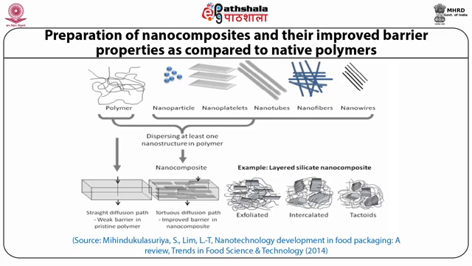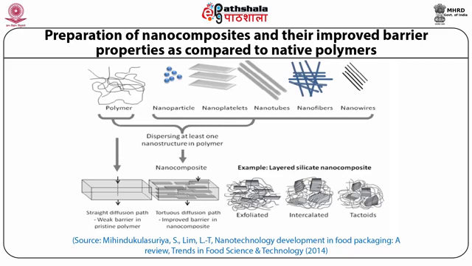Native polymers, which are used conventionally in the development of food packages, have a straight diffusion path, a direct perpendicular passage of oxygen through the package, which leads to weaker barrier properties. Whereas, if we use different kinds of nanoparticles, whether nanoparticles, nanoplatelets, tubes, fibers, or nanowires, which are dispersed in one of the nanostructures in the polymer, and as shown in the structure, it leads to a tortuous diffusion path, which means that the path is no more simple for the oxygen to diffuse within the barrier. It has to undergo a much longer path length.